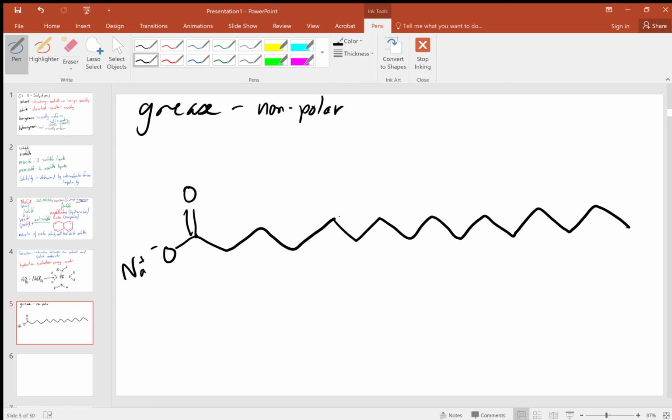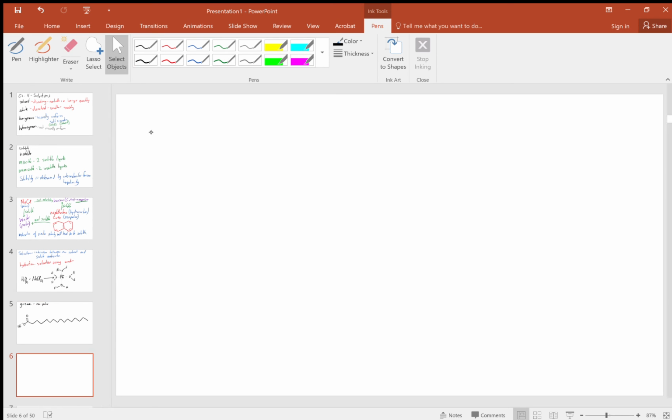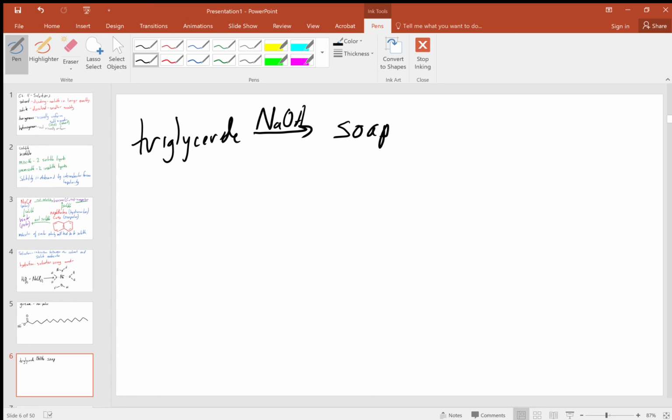We can easily make soap, something you can do at home. All you need is a source of these long carbon chains. These long carbon chains are fatty acids. If you get a triglyceride, you can do this as simply as getting some Crisco. Then if you add sodium hydroxide to it, which you can easily get sold as lye, it'll cause the triglyceride to break apart and you make soap.